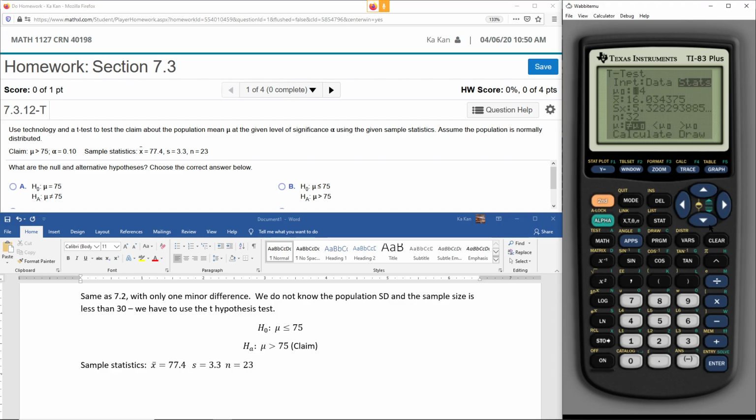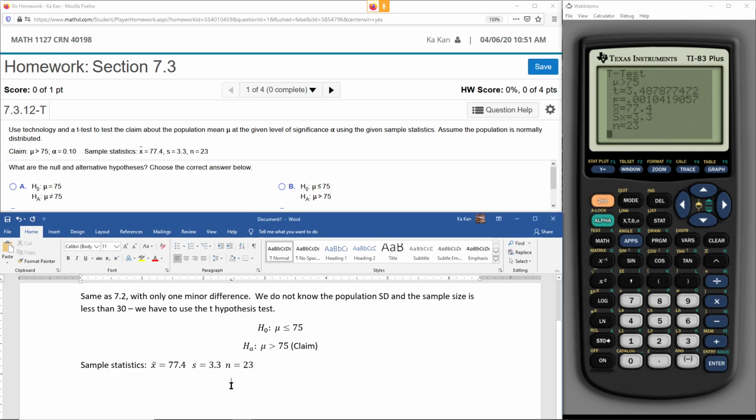And you want to go ahead and put in, the mean is 75. And the sample mean here is 77.4. And the standard deviation is 3.3. That's a sample standard deviation. The sample size is 23. And in this case, we are talking about greater. And so let's calculate.